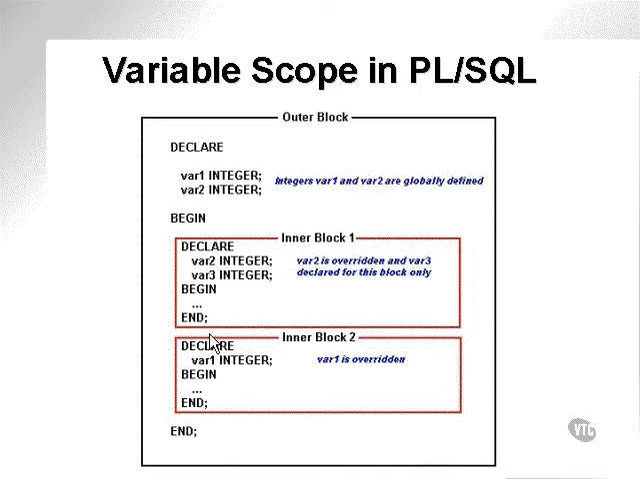In inner block 2, var1 actually temporarily overrides the value and the definition of var1 from the outer block. At the end of inner block 2, the initial outer block definition of var1 will again be reinstated with both its definition and value. It's very important to understand variable scope in any programming language.